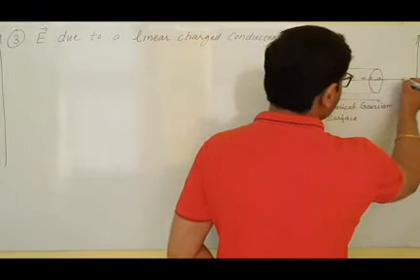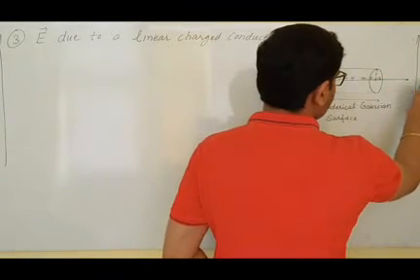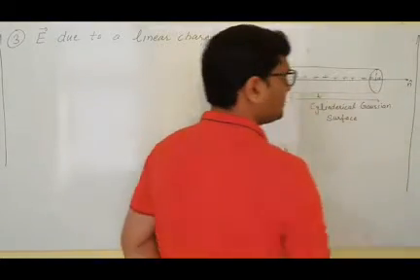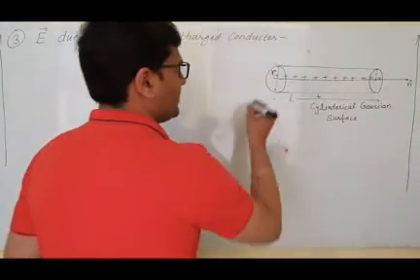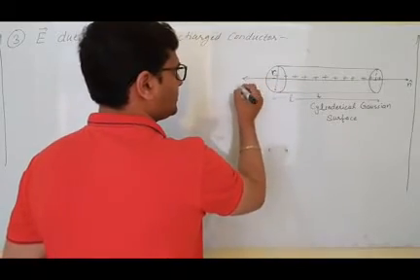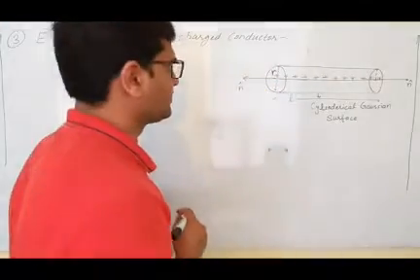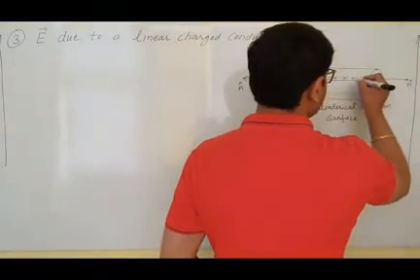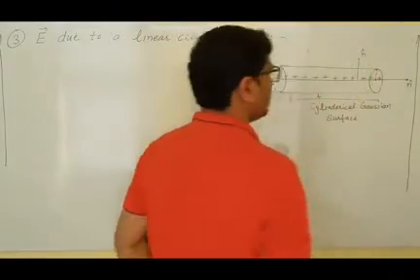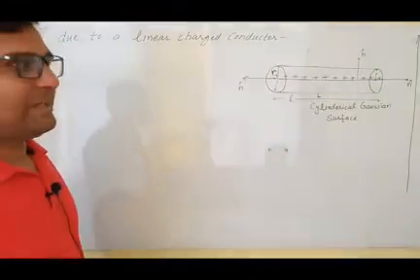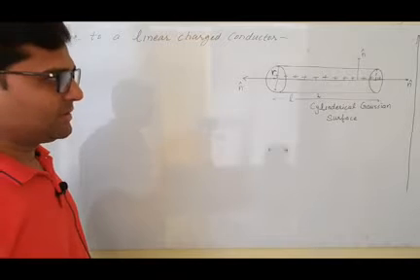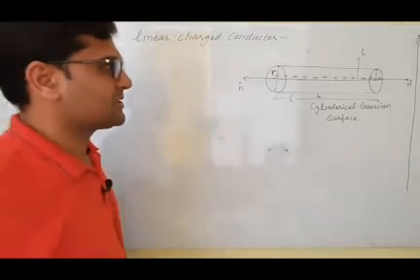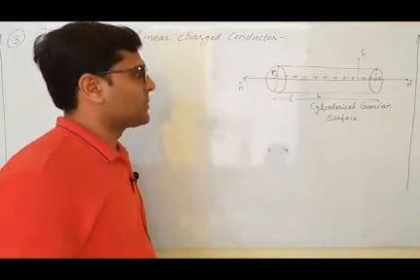One, this is the direction of normal. One is this normal, and second I am taking one point here, that is this normal. And electric field is always away from the linear charge conductor in a direction perpendicular to it.